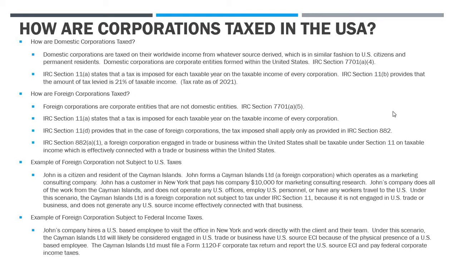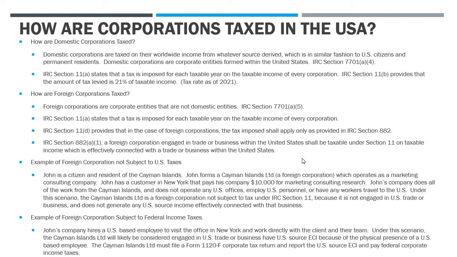So what is Section 882? In Section 882(a)(1), a foreign corporation engaged in a trade or business within the U.S. shall be taxable under Section 11 on income that is effectively connected with that trade or business. So this is the big difference here, right? Section 11 states that every corporation is subject to tax, but if you've got a foreign corp, you're only paying U.S. taxes on U.S. source income that's effectively connected with a U.S. trade or business. Okay, so now the question is, well, what is that? What is a U.S. trade or business?